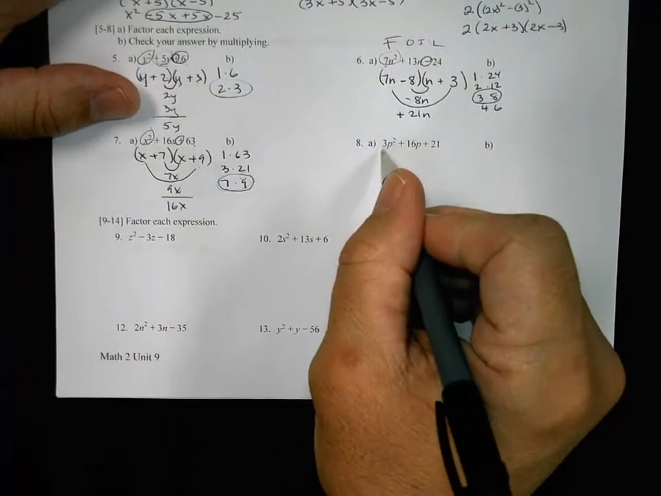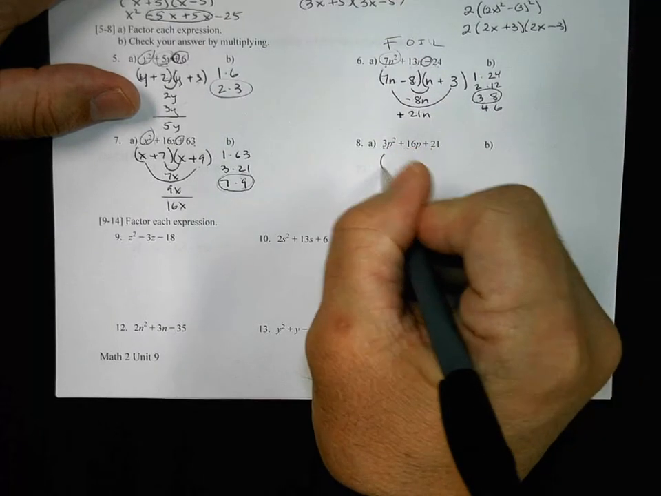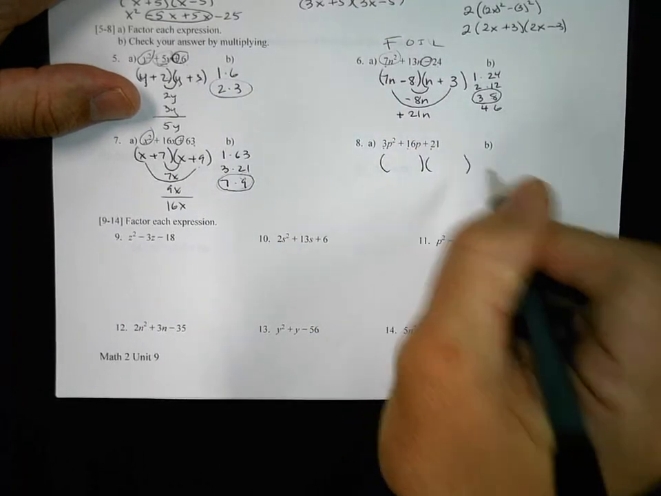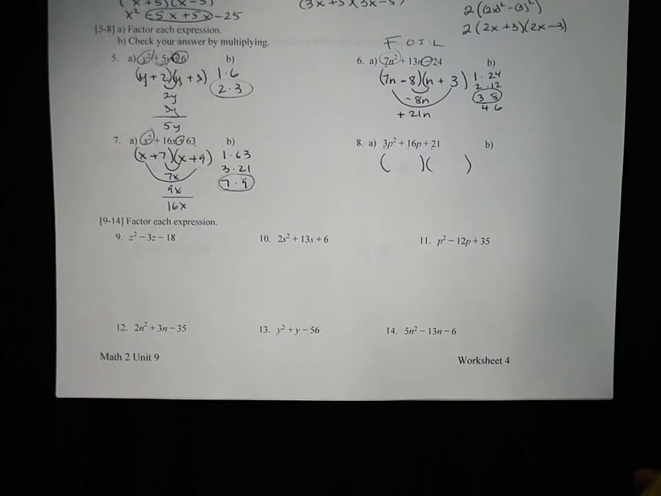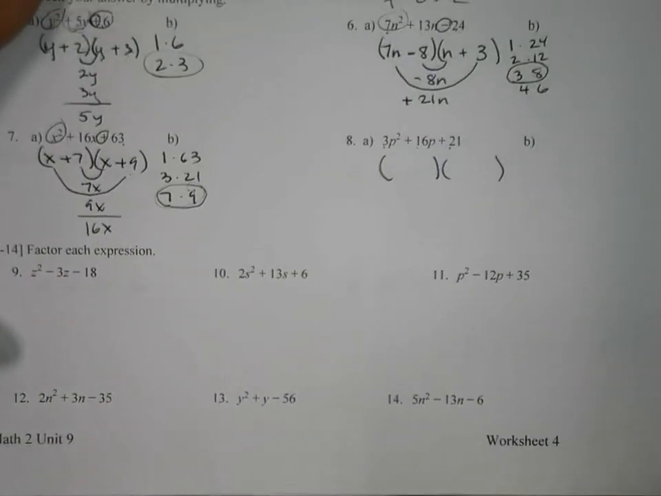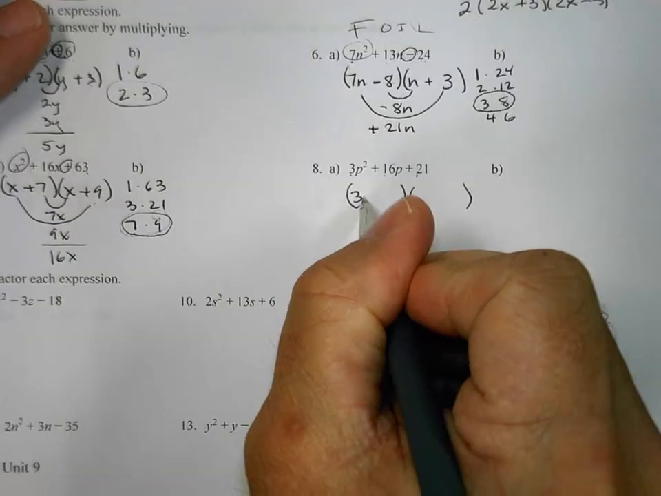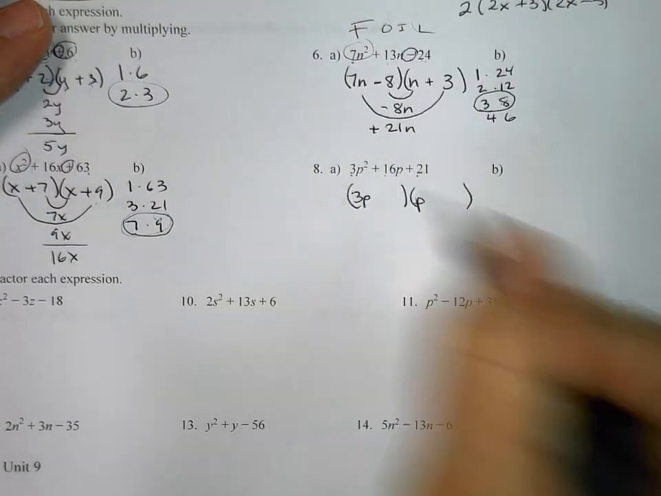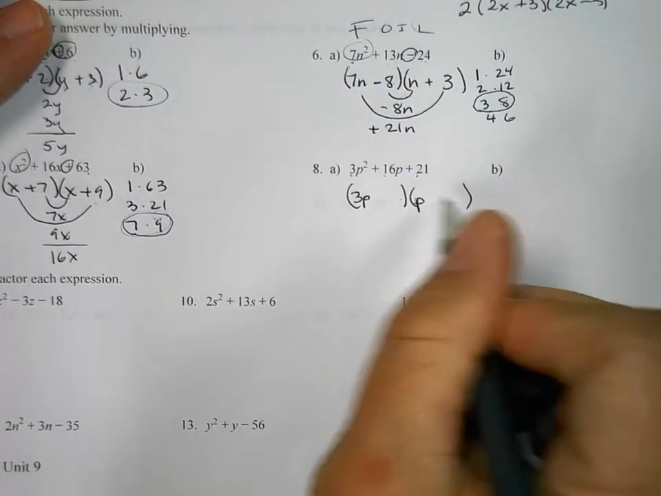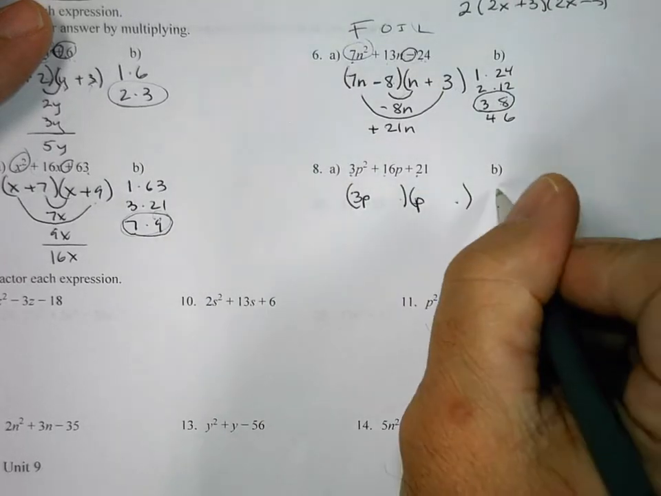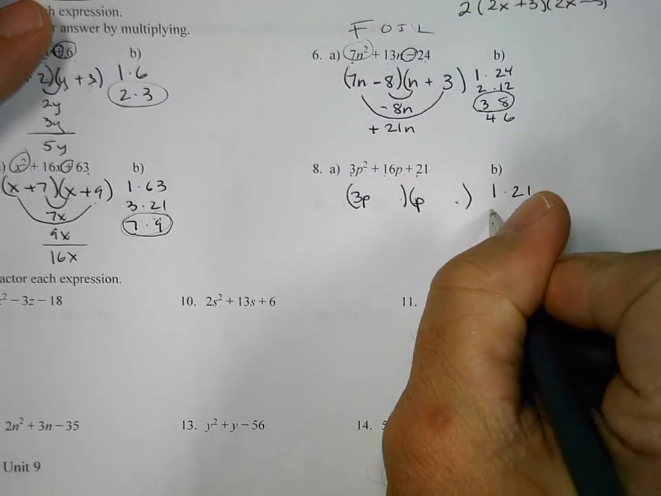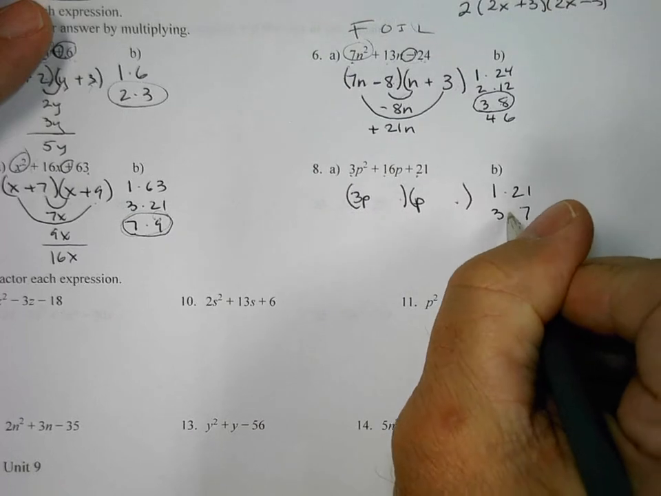Uh-oh, we got a leading coefficient. But we can't factor anything out. So if I'm going to be able to factor this trinomial, it's going to be into two binomials. So out front, remember the F, 3p and p will equal 3p squared. In the back, these two numbers have to multiply together to give me 21. So 1 times 21 and 3 times 7.